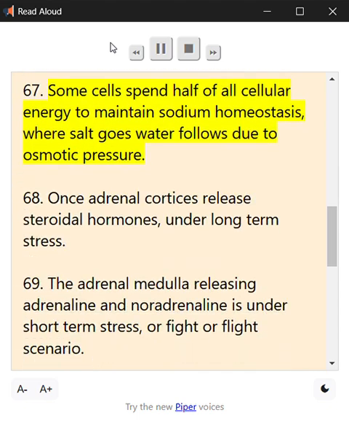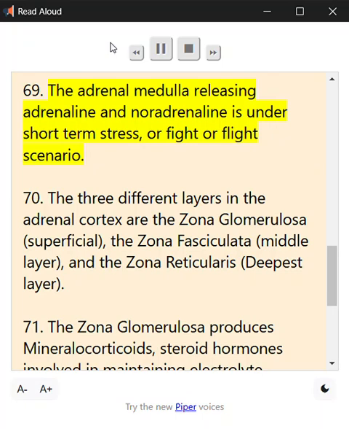67. Some cells spend half of all cellular energy to maintain sodium homeostasis. Where salt goes, water follows due to osmotic pressure. 68. The adrenal cortices release steroidal hormones under long-term stress. 69. The adrenal medulla releasing adrenaline and noradrenaline is under short-term stress, or fight or flight scenario.